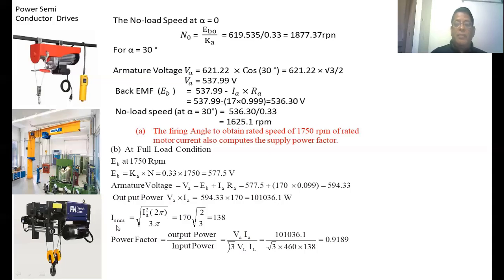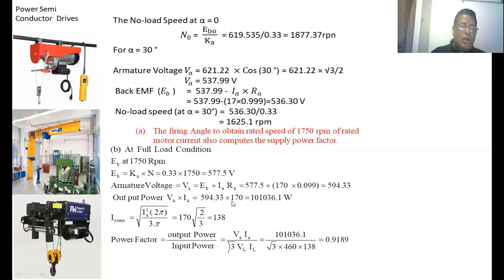This is the supply RMS current, because we have to calculate the apparent power given by the supply to the converter. Formula: square root of IA square into 2 pi by 3 into pi. Pi gets cancelled. Finally, we are getting the IA into IA root 2 by 3. IA is nothing but a rated armature current, that substitute here, and if you find the value, 138 amperes.